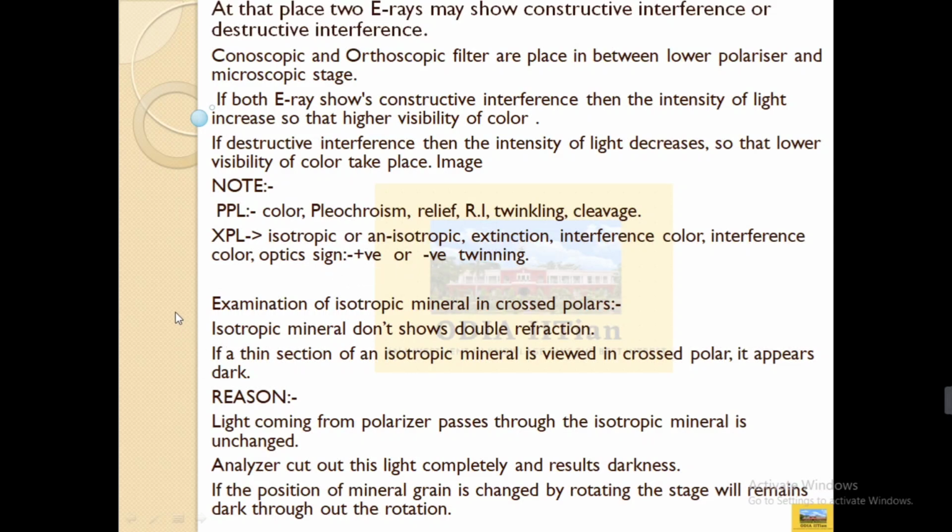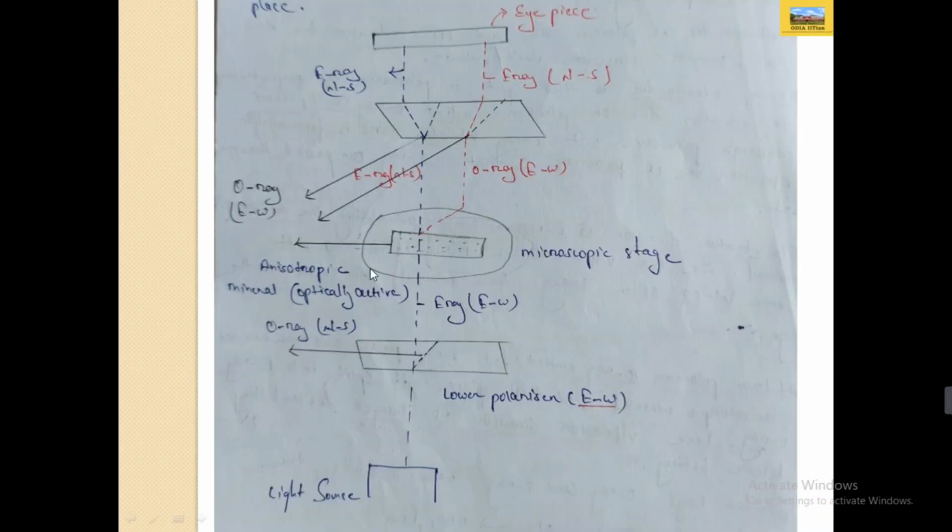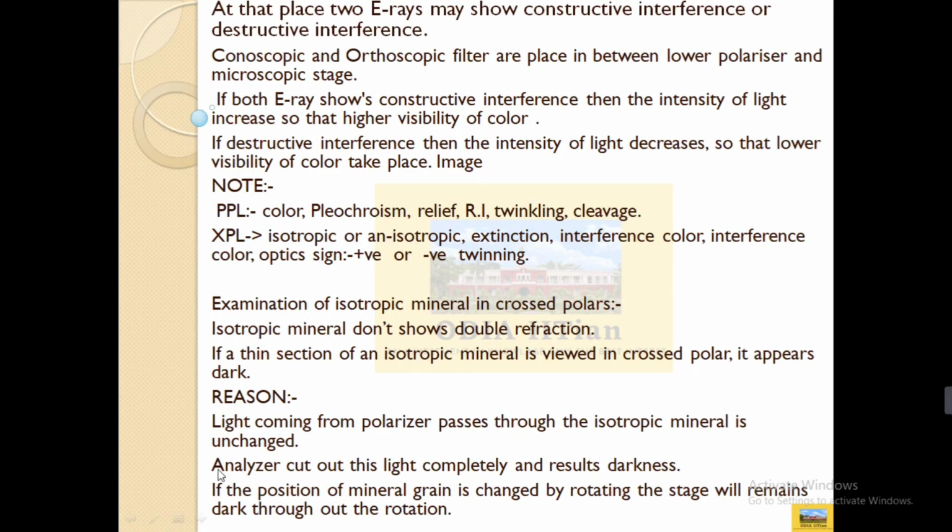Now this is one of the most important parts, that is the examination of isotropic minerals in cross polar. In this case, isotropic minerals do not show double refraction. If a thin section of an isotropic mineral is viewed in cross polar, it appears dark. The reason is that light coming from the polarizer passes through the isotropic mineral unchanged. In the case of an anisotropic mineral, it shows double refraction. But in the case of an isotropic mineral, they never show double refraction, so it is unchanged.